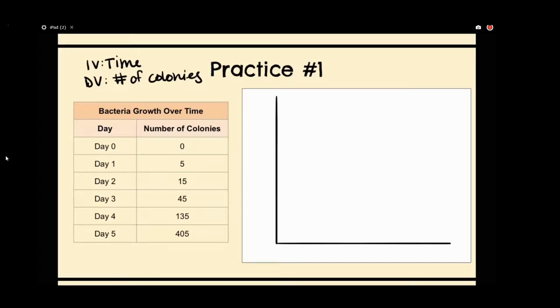So let's start at day 0, day 1, 2, 3, 4, 5. And of course I want to title it time. My unit is days. And then for the y-axis, number of colonies, and there's no unit here.